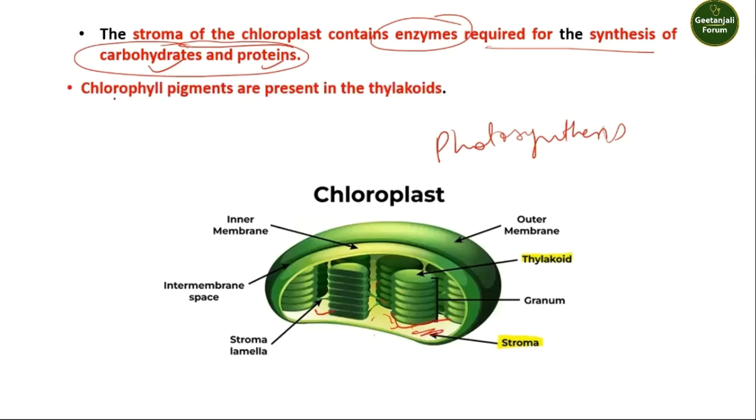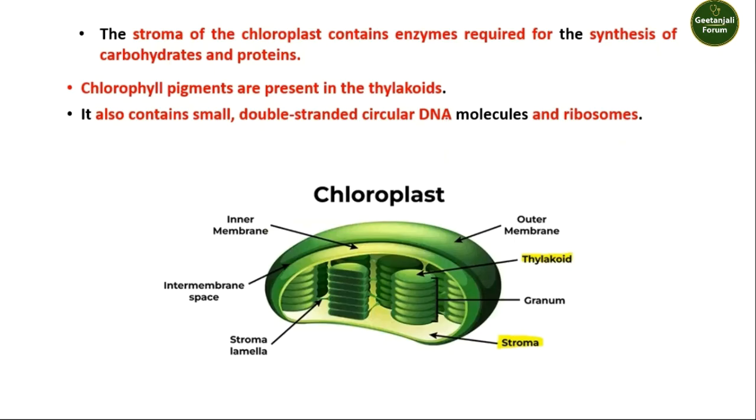Also, chlorophyll pigments are found in thylakoids. These are the thylakoids, and chlorophyll pigment is present in these thylakoids, which is important for photosynthesis. Also, the chloroplast contains DNA as well. A small double-stranded circular DNA is present in the chloroplast, as well as ribosomes.